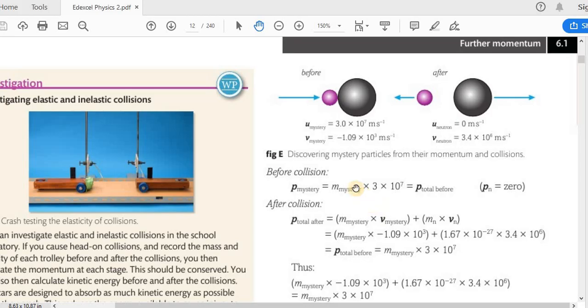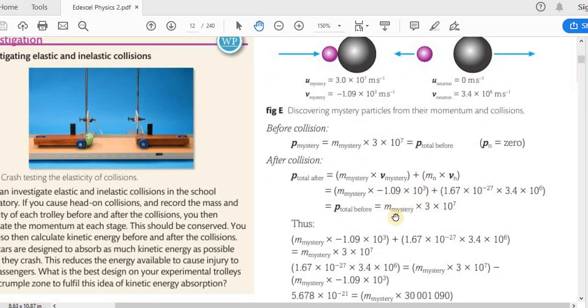Mass times the velocity. The mass of the mystery particle we don't know, but its velocity is already given here, so we substitute minus 1.09 into 10 to the power 3. Then the mass of the neutron, already given in the question, 1.67 into 10 to the power minus 27, times the velocity of the neutron. That is the final velocity, because here we want the final momentum, which is 3.4 into 10 to the power 6. So it moves to the right. Then after impact, the mystery particle, which is what you have here in purple, will move to the left.